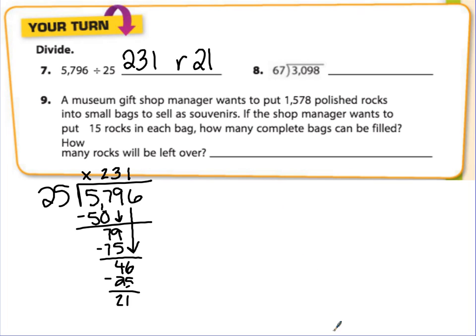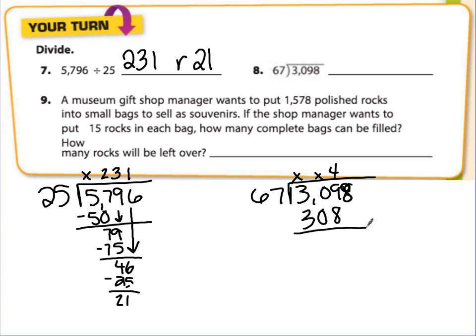Okay, and then here I'm just going to go ahead and show you the math. 67 on the outside, 3,098 on the inside. 67 can't go into 3, it can't go into 30, but it can go into 309. It goes in 4 times. 4 times 7, 28. So that's 30. Ooh, look at that. That's pretty close. But here, now I only have 18. Well, 67 can't go into 18.